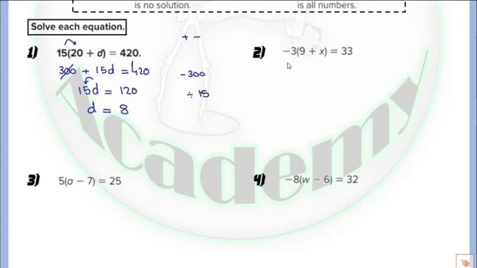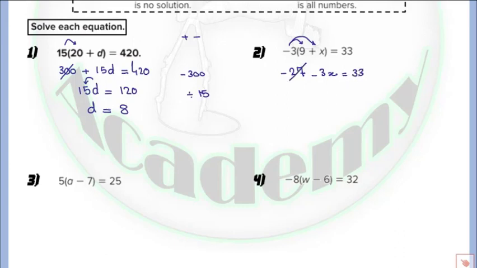You will find the same in question number 2. Negative 3 multiplied by (9 + x) equals 33. Negative 3 times 9 equals negative 27. Negative 3 multiplied by x will be equal to negative 3x. That will be equal to 33.